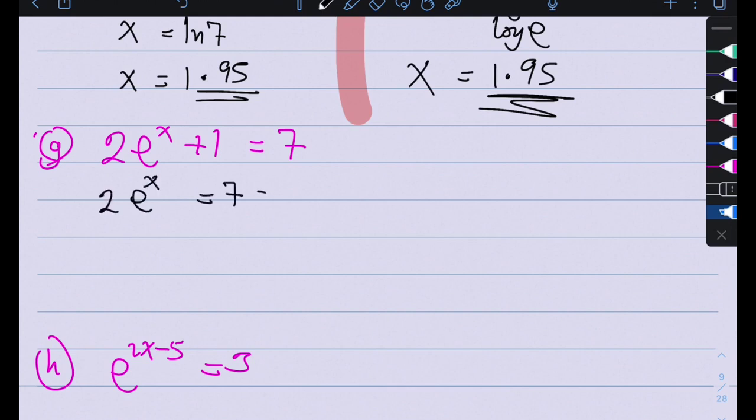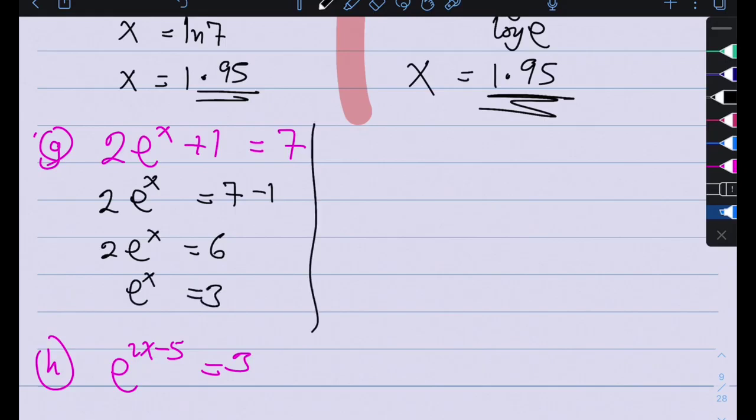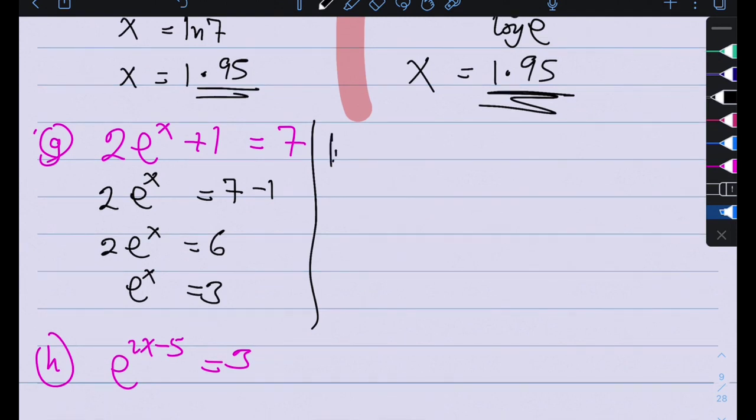2e^x = 7 - 1. So we have 2e^x = 6. So e^x = 3, okay? Then I can take the ln of both sides, giving me ln e^x = ln 3. So x is basically ln 3.